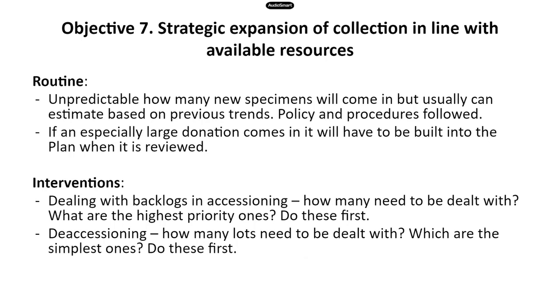But then there'll be your interventions that we've spoken about, dealing with backlogs, how many need to be dealt with, what are the high priority ones, do these first, and then plan for the deaccessioning, those that need to be got rid of, which are the simplest ones, which ones can you get rid of quickly because it will get them out of your space, get them off your hands, do those first.